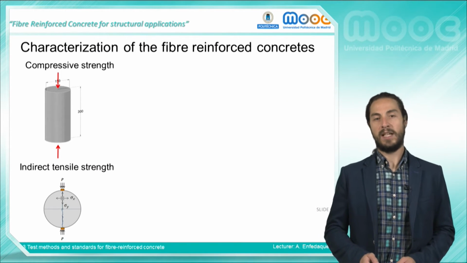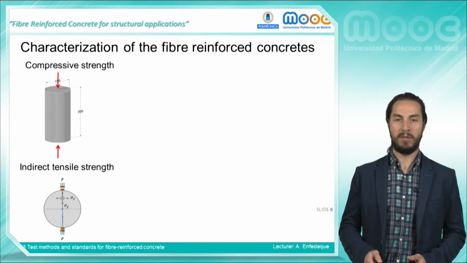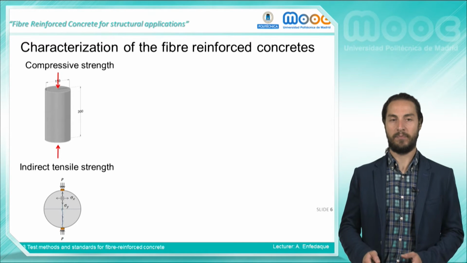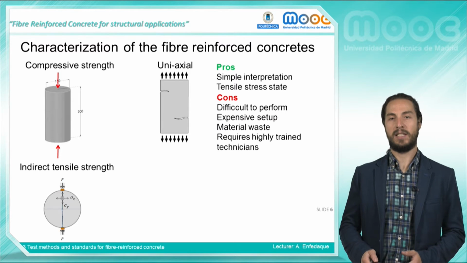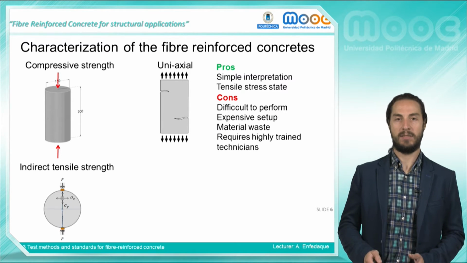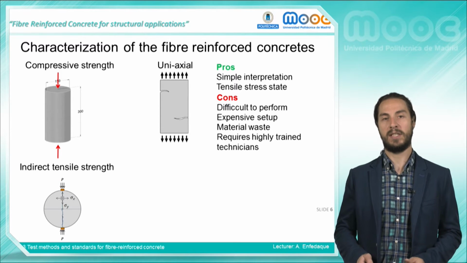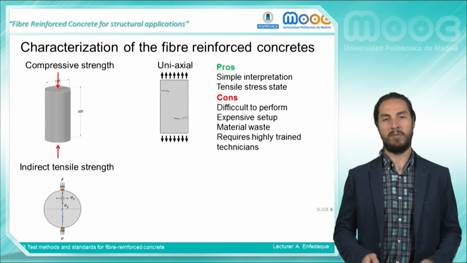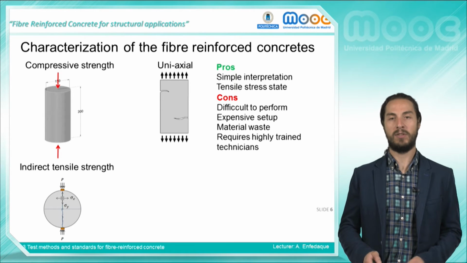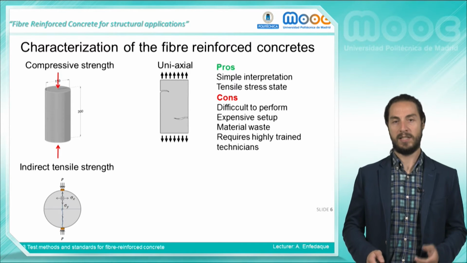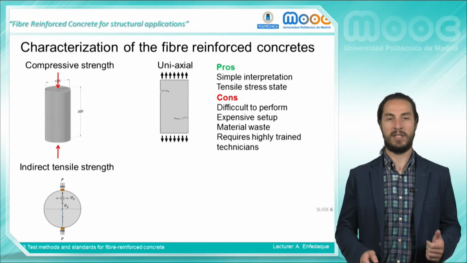The most important mechanical property of concrete is compressive strength. This property has a remarkable relevance even in the case of fibre reinforced concrete. Similarly, the indirect tensile strength of FRC is assessed by means of the Brazilian test. However, in neither of these two tests do the fibers added to the concrete have a remarkable influence. In order to evaluate their influence, it will be necessary to perform uniaxial tests. Such a test has great advantages, like its simple interpretation and its pure stress state.